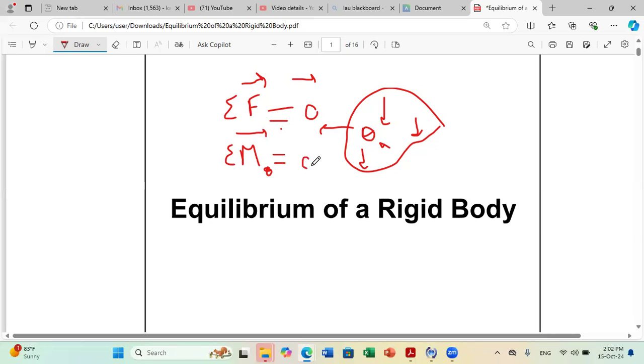Of course, not only of these forces, if you have couples, if you have moment vectors, you need to consider them. So when you say sum of moment about O, this will include summation of moment of forces about O, and also possible couples, moment vectors acting on the body. So plus summation of couple moments should be equal to 0. Okay? So these are the conditions to satisfy equilibrium.